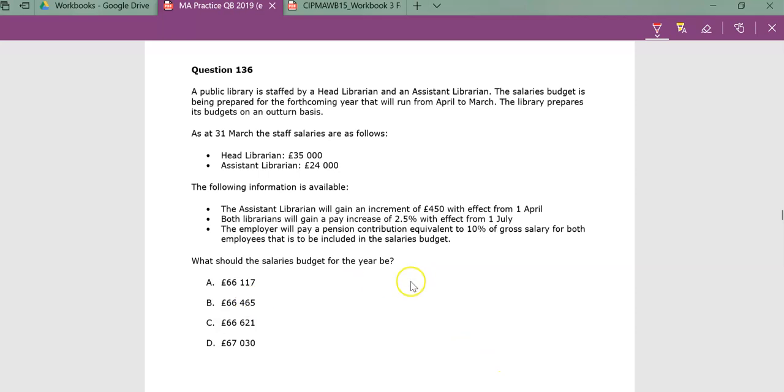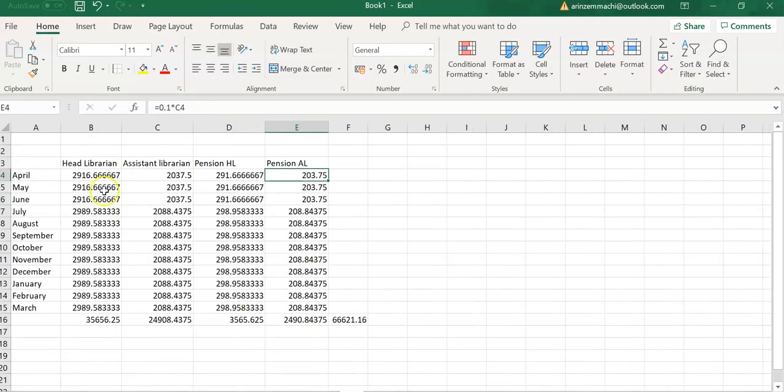So again, stop the tape, make sure you're looking at what's going on. We're looking at a very similar question to the previous ones. Here we have my head librarian, and it says he's going to get 35 grand. He doesn't get an increment immediately. It's the assistant librarian who gets the increment of 24,000 plus 450 divided by 12. So you're doing it on a monthly basis. Don't forget, exactly like an earlier question we did. And both librarians will get an increase of 2.5% from the 1st of July.